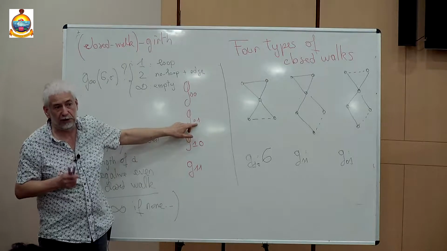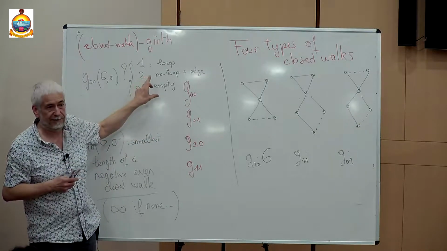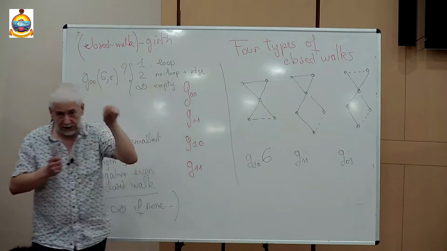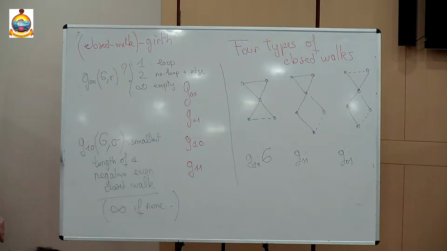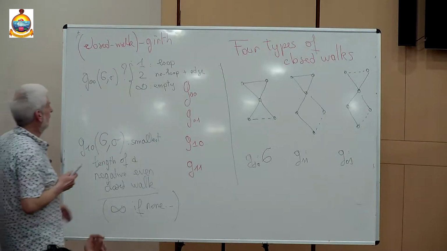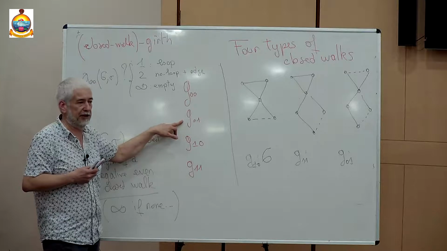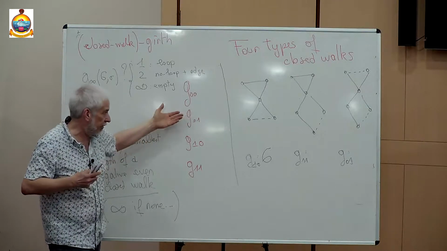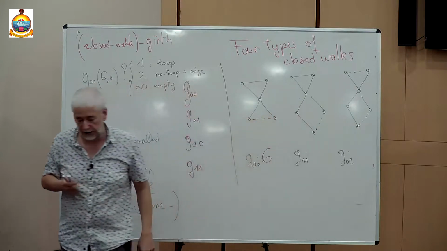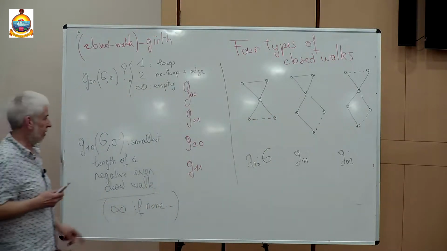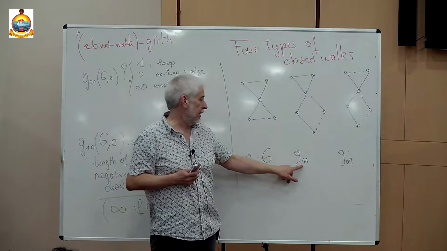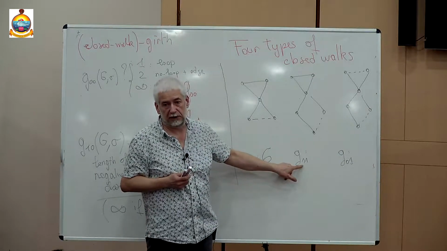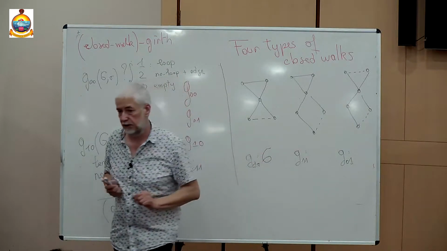G01 is not as simple as this one, because every edge or loop. No, not for loop. For loop, I have to exclude it. Negative loop is not interesting, but it is in the definition, so I have no negative loops. Okay, so G11 means negative closed walk of odd length.